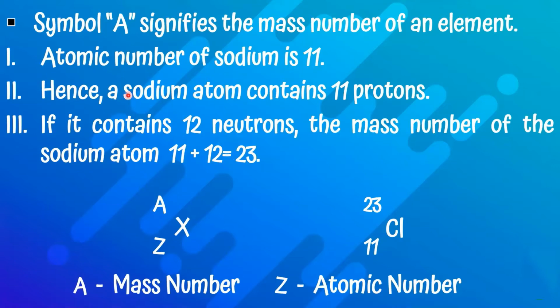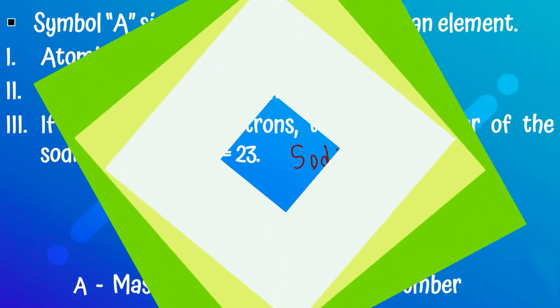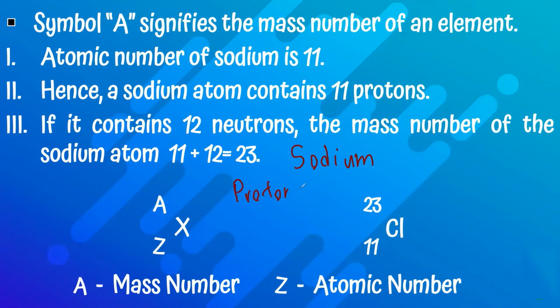The atomic number of sodium is 11. Hence, a sodium atom contains 11 protons. If it contains 12 neutrons, the mass number of the sodium atom is 11 plus 12, 23. So for sodium, the number of protons is 11 and the number of neutrons is 12. What is the atomic number first? The atomic number is the number of protons, and it's 11. The mass number is the sum of the number of protons and neutrons, so 11 plus 12 equals 23. Mass number is 23 and atomic number is 11.